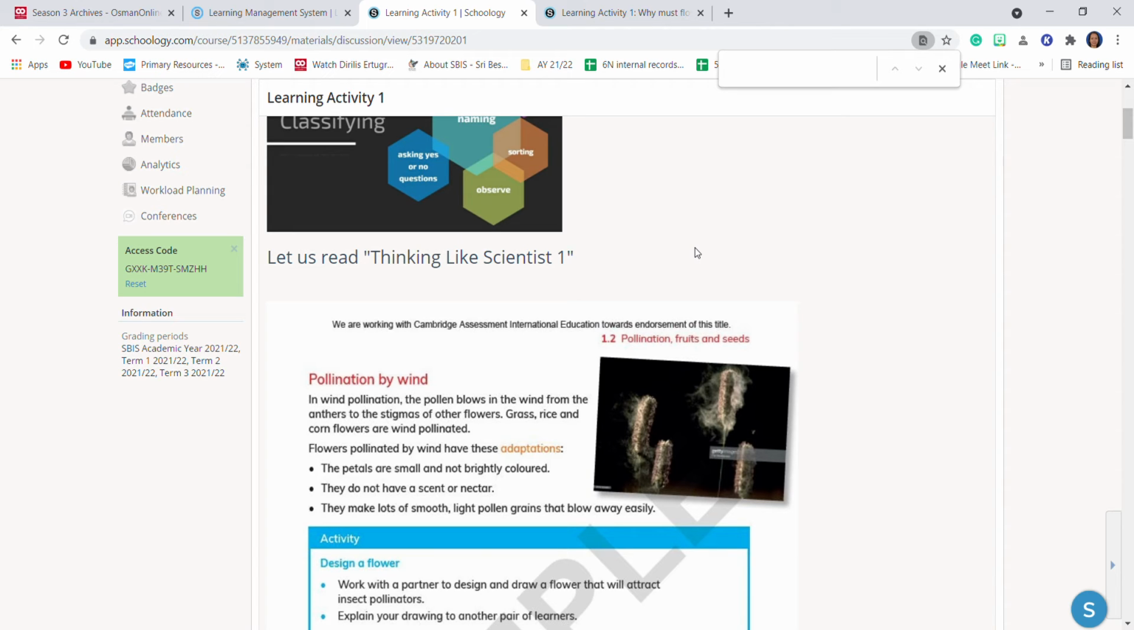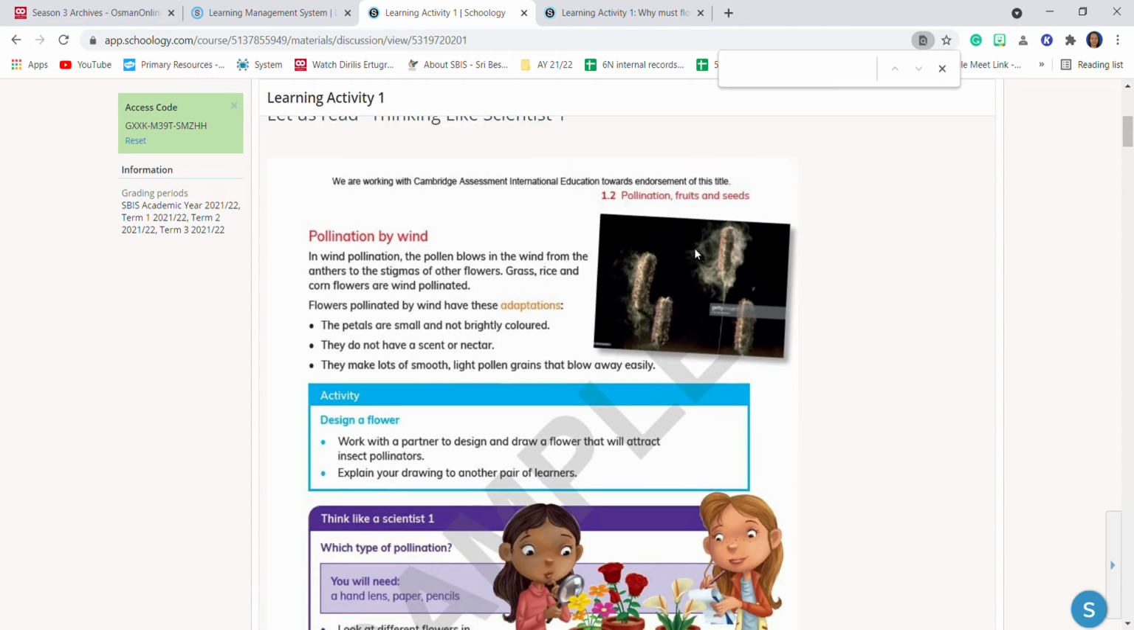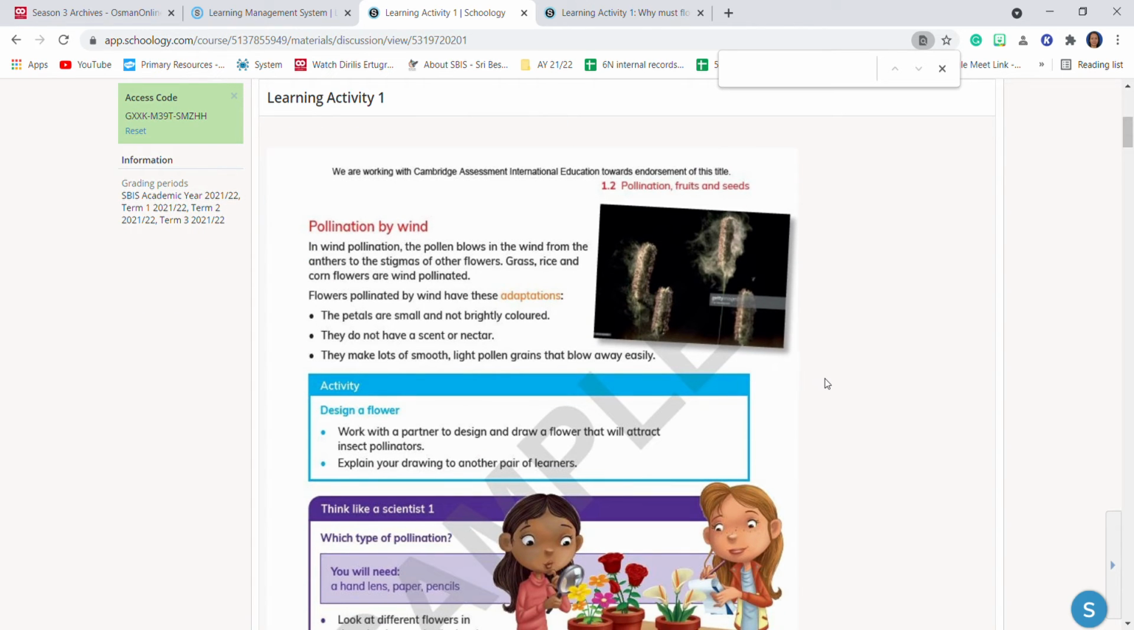So going back, I asked you to read pages 10 and 11 about pollination and the ways by which flowers are pollinated, which are pollination by wind and pollination by insects. Again, generally and basically, pollination is simply the movement of the pollen from the male part of the flower to the stigma, which is the female part of the flower. So just the movement is called pollination. And how does it move? By means of insects or by means of wind.